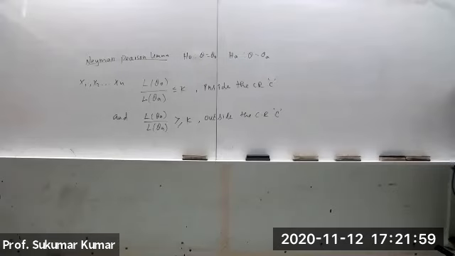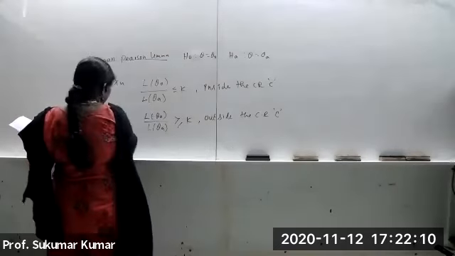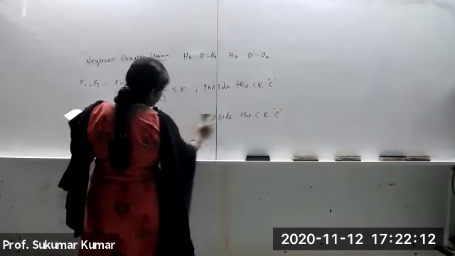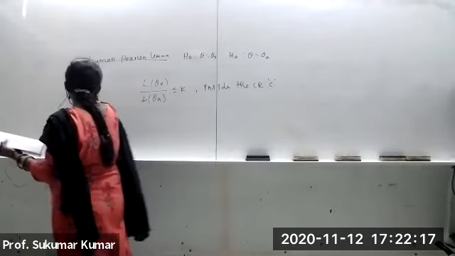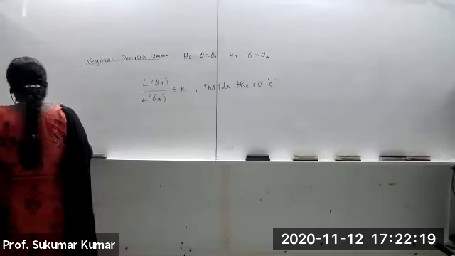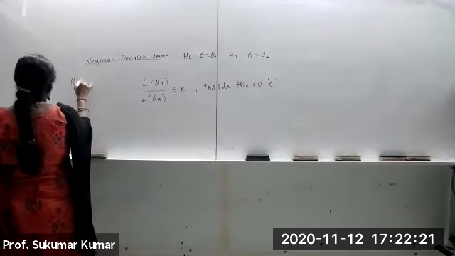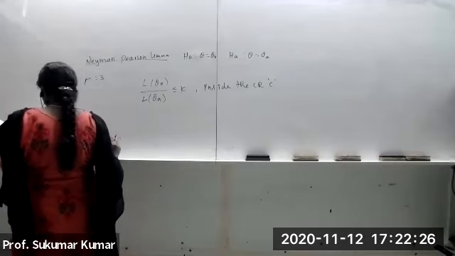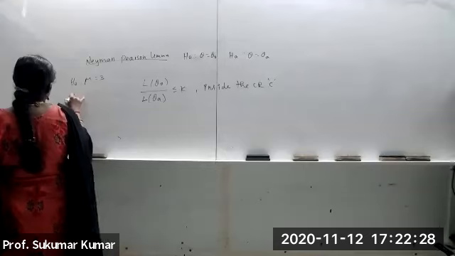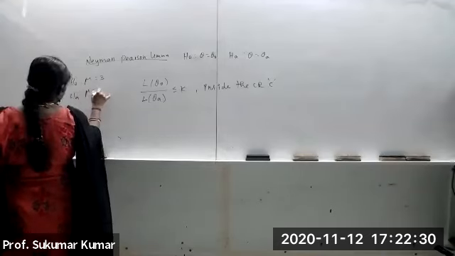Test the simple null hypothesis H naught: mu equal to 3, against the simple alternative hypothesis HA: mu equal to 4.